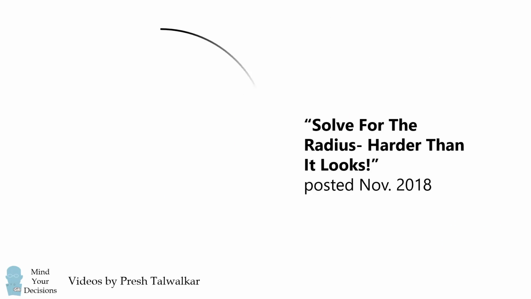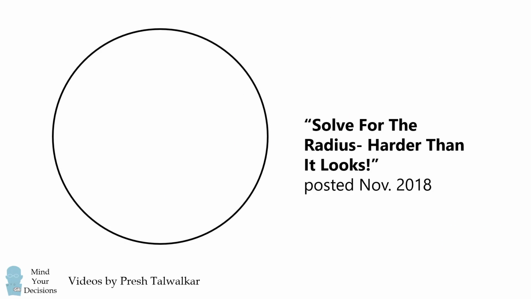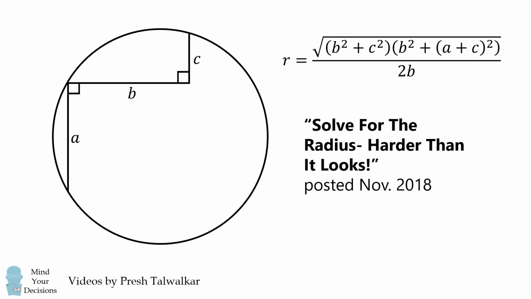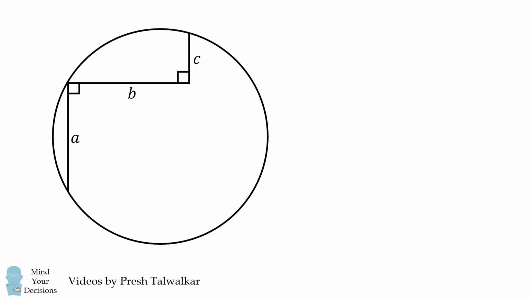In the video, Solve for the Radius Harder Than It Looks, the challenge was to solve for the radius of this circle in terms of the lengths A, B, and C. We derived the following formula. In this video, I'm going to prove this formula once again, and then we will use this formula to solve the original problem. Let's get started.